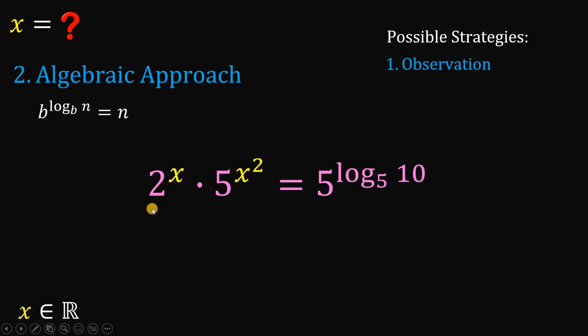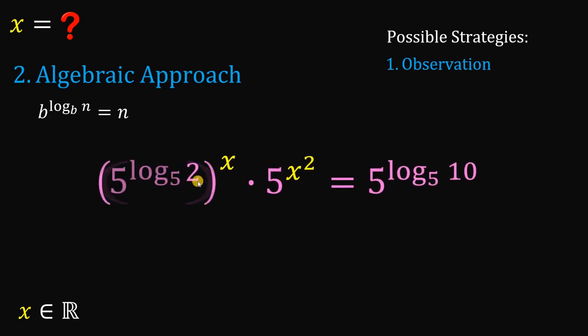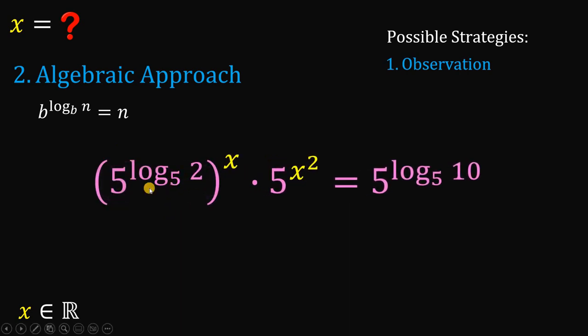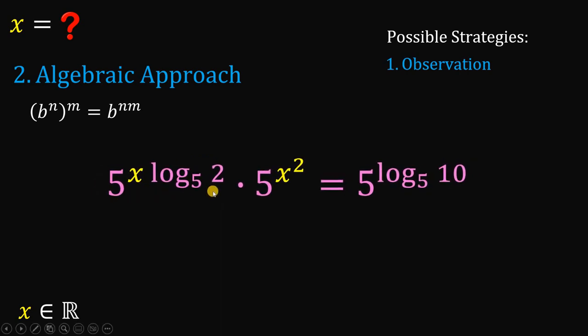Now, how about these two? These two, using this identity, we can rewrite this as 5 raised to logarithm of 2 to the base of 5. Now, take note that we have the same base of 5. So now, let's simplify. Take note that if we have b raised to n raised to the power of m, it is equivalent to b raised to n times m. Therefore, 5 raised to logarithm of 2 to the base of 5 raised to the power of x can be written as 5 raised to x multiplied by logarithm of 2 to the base of 5.